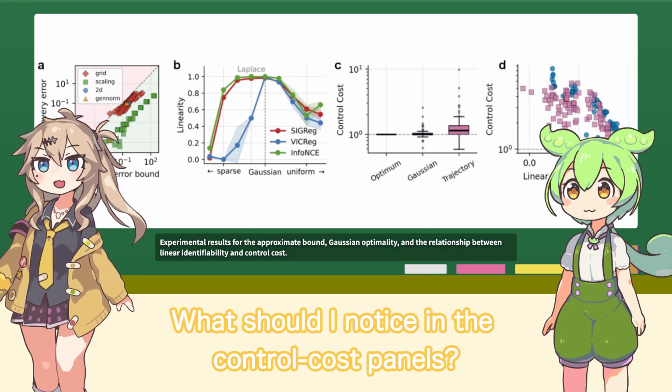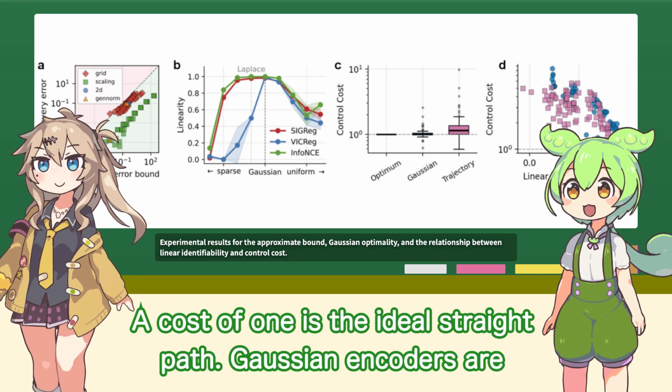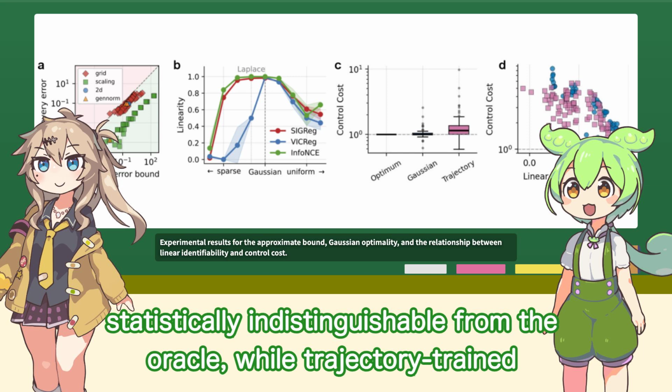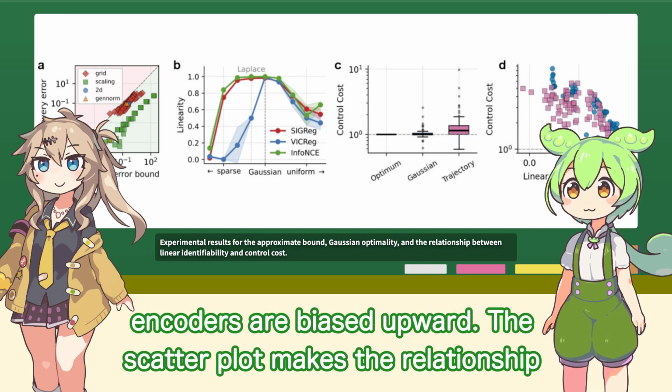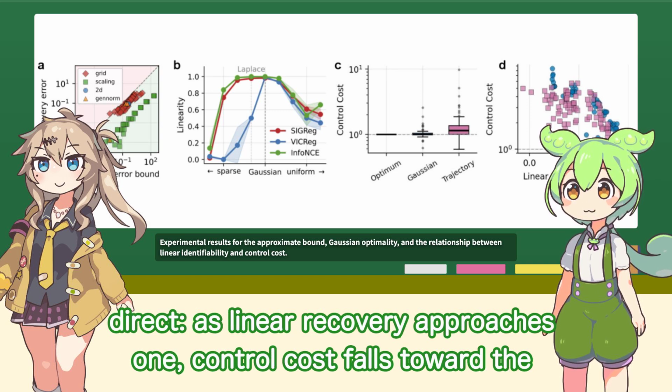What should I notice in the control cost panels? A cost of 1 is the ideal straight path. Gaussian encoders are statistically indistinguishable from the oracle, while trajectory-trained encoders are biased upward. The scatter plot makes the relationship direct: as linear recovery approaches 1, control cost falls toward the optimum.